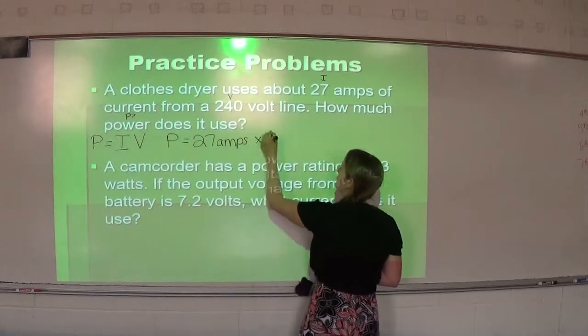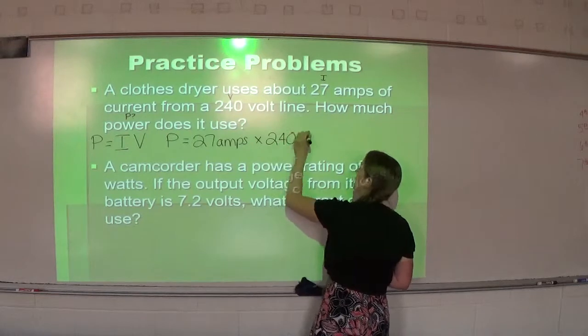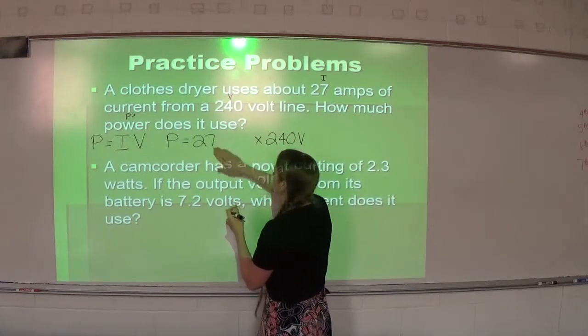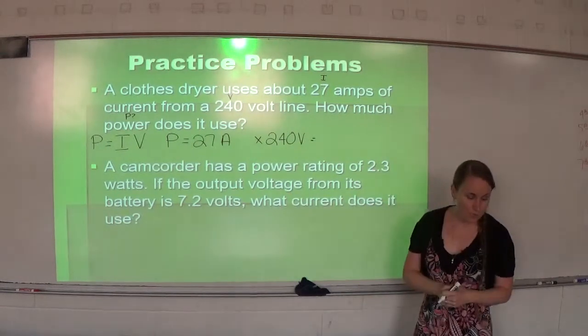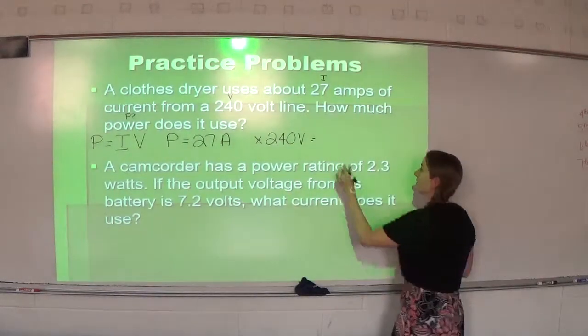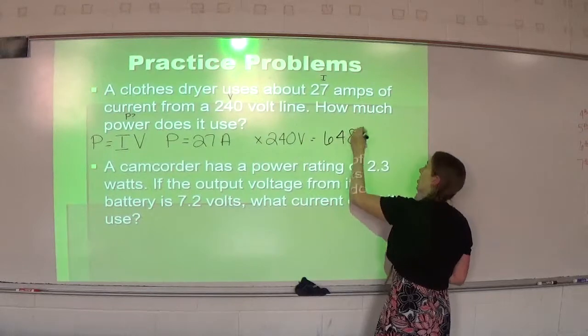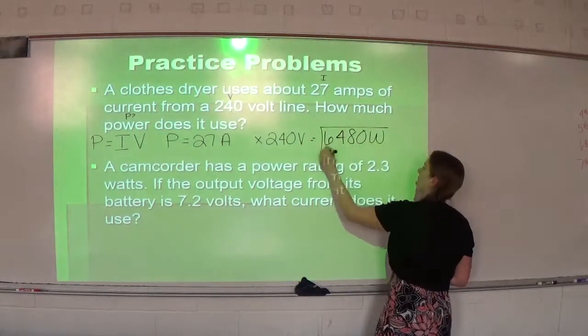My voltage is 240 volts. I don't know why I just wrote amps out. I can clearly just use the abbreviation A. Alright, and so then once I do 27 times 240, I got 6,480, and my unit for power is watts.